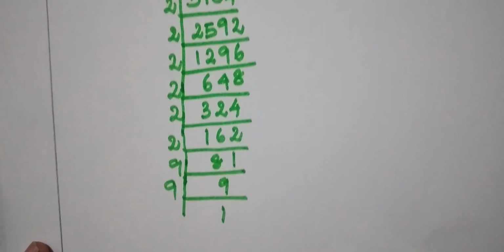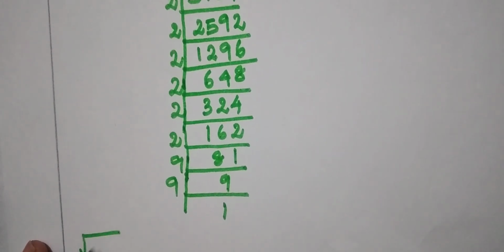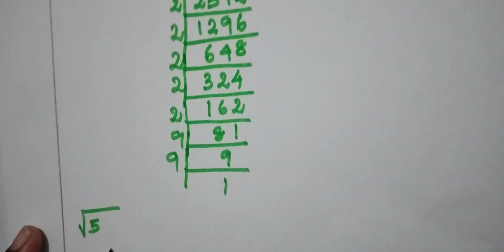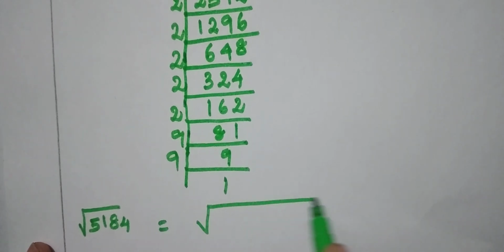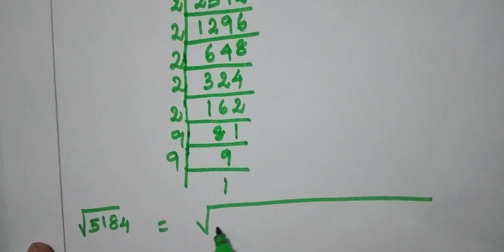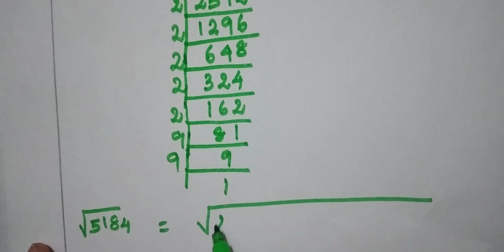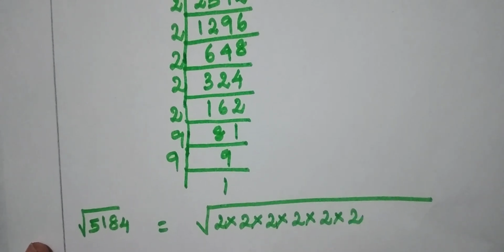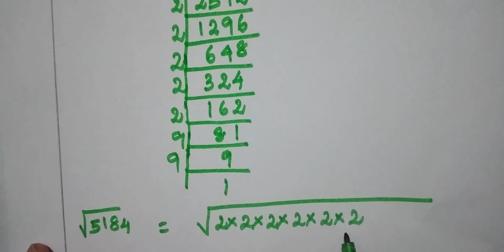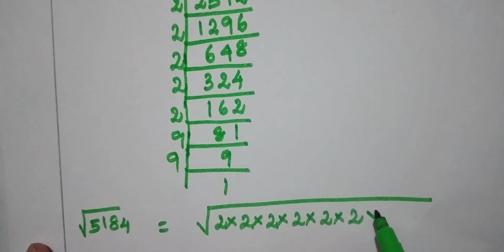So I can write the square root of 5184 is equal to, inside the root you have to write the factors. 6 times of 2, so you can write this one as 2 into 6 times, you have to write the number 2. Then 2 times you have to write the number 9.